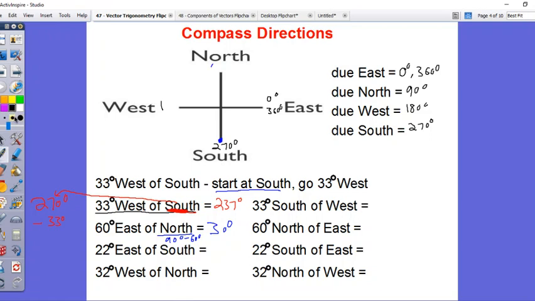Let it load. We're 22 degrees east of south. We're going to go south, move up 22 degrees in the east direction. That's going to be 292 degrees.